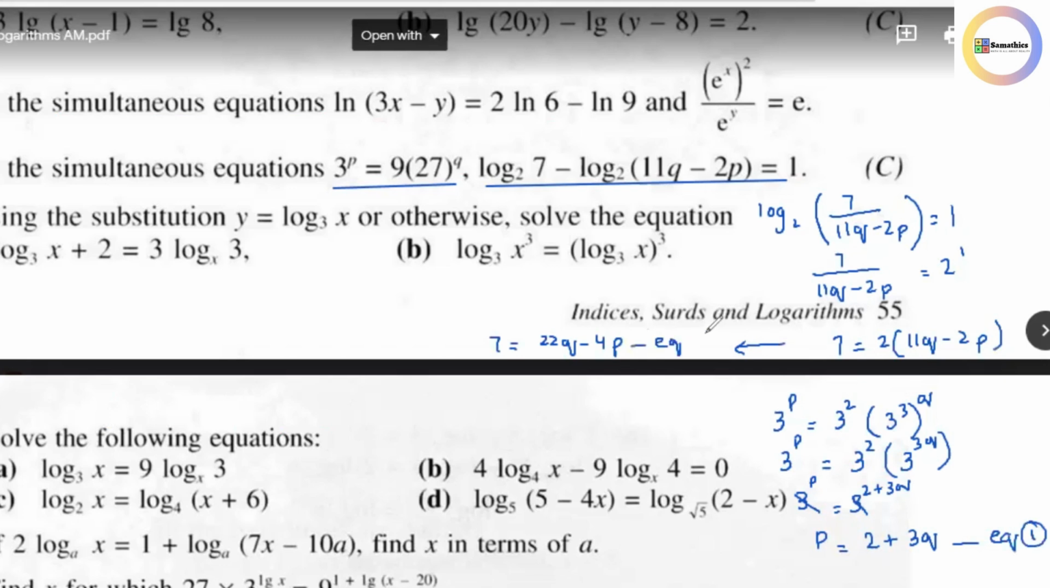Then you have this equation as equation 1 and this one as equation 2. Then you can solve these two equations. It's up to you now how you want to solve. Either you can substitute the value of p from equation 1 into equation 2, or make p the subject and equate both of these. It's up to you.